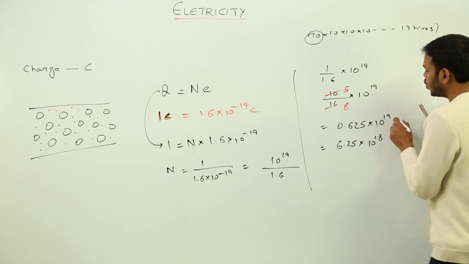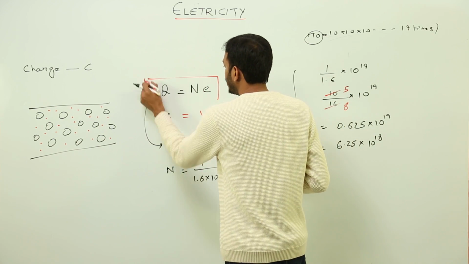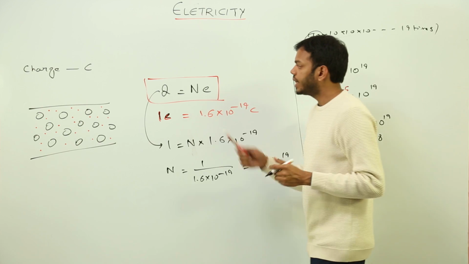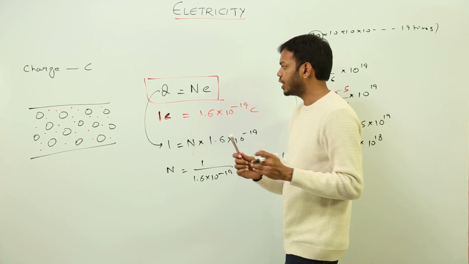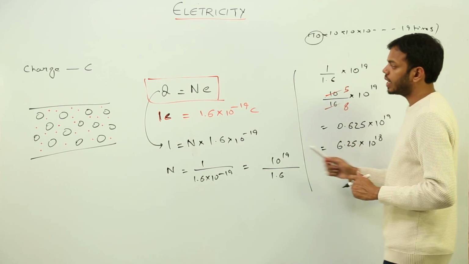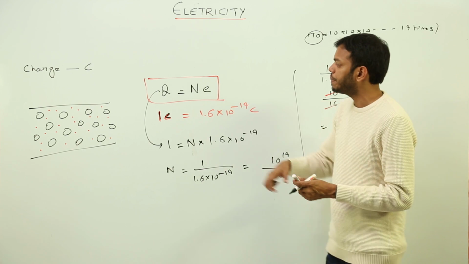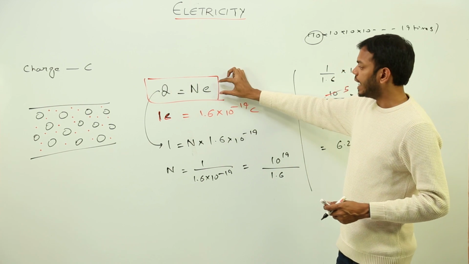So what unit should I write here? I won't be writing any unit. That is because Q is n times e. This is called quantization of charge. I'll explain the meaning of quantization in a while. But I was telling you why I'm not going to write any units here: Q equals ne represents that the total charge is an integral multiple of electronic charge.